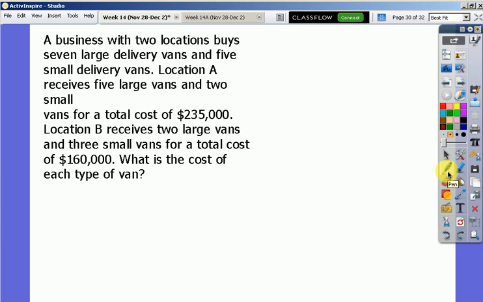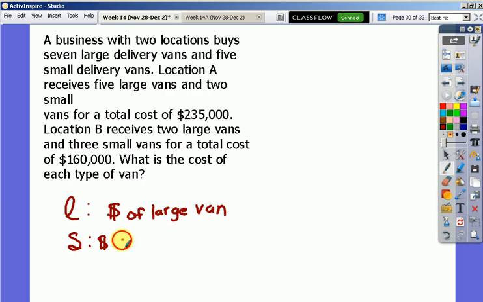So here's what I'm going to do. I'm going to use L to represent the cost of a large van. I'm just going to put a little $ sign, cost of large van. I'm going to use S for the cost of the small van.